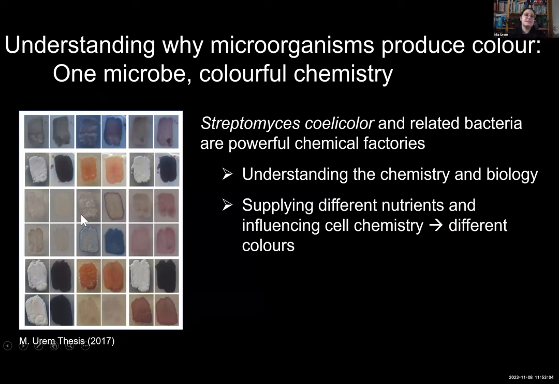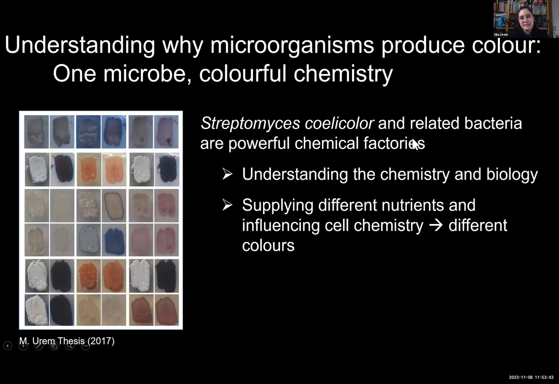So this is an example of some of my work here on the left. And in comparison to the previous example, where there were a lot of different types of bacteria producing a lot of different types of color, what I did was to try and understand how the chemistry and biology of this one type of bacteria is able to produce so many different colors, and trying to find the conditions that it needs in order to actually produce these colors, because they aren't produced under all conditions. They need specific activation signals, as we call them.